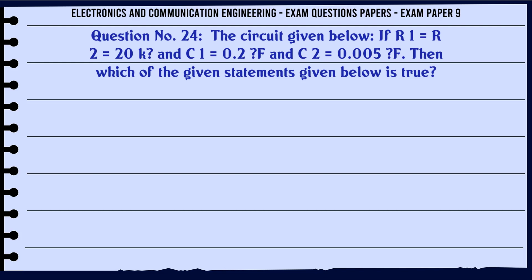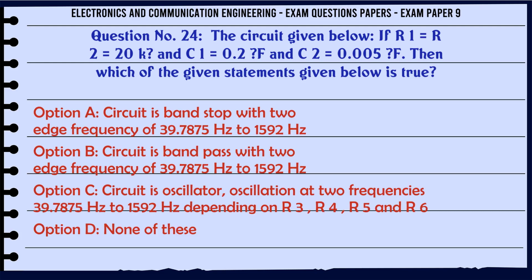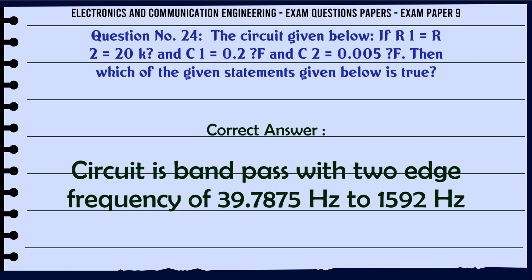In the circuit given below, if R1 = R2 = 20K and C1 = 0.2 F and C2 = 0.005 F, then which of the given statements is true? A: circuit is band stop with 2H frequency of 39.7875 Hz to 1592 Hz. B: circuit is band pass with 2H frequency of 39.7875 Hz to 1592 Hz. C: circuit is oscillator, oscillating at two frequencies 39.7875 Hz to 1592 Hz depending on R3, R4, R5 and R6. D: none of these. The correct answer is circuit is band pass with 2H frequency of 39.7875 Hz to 1592 Hz.